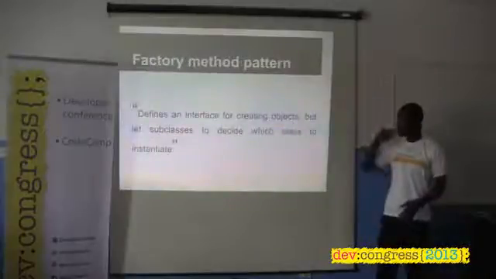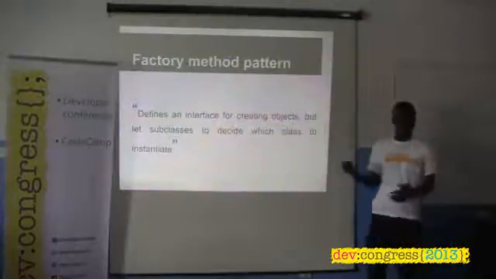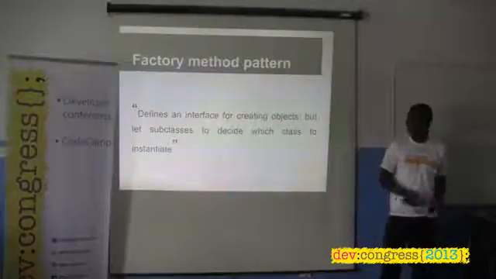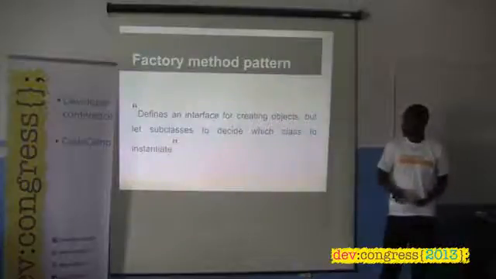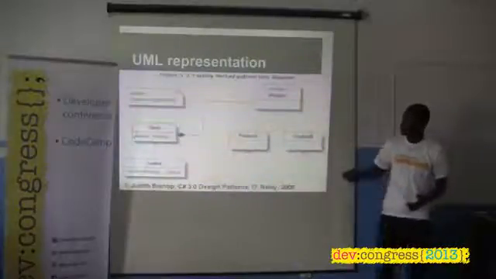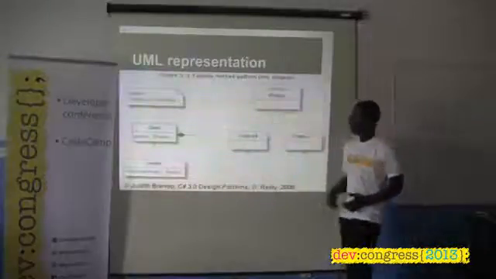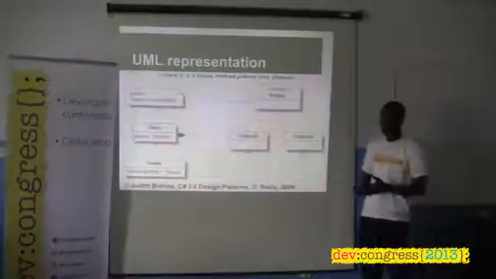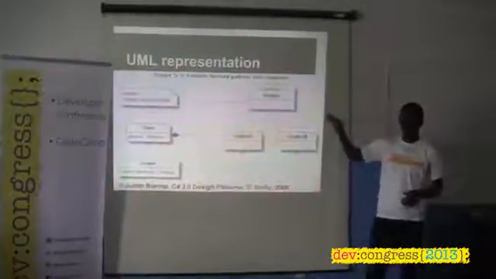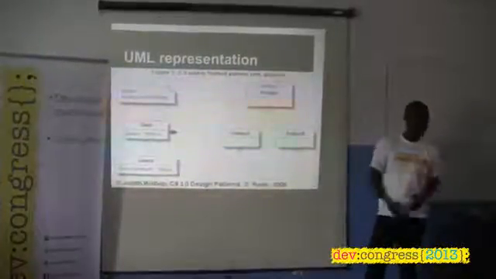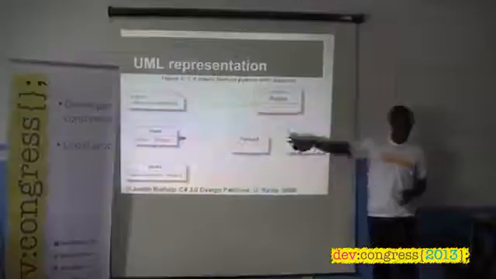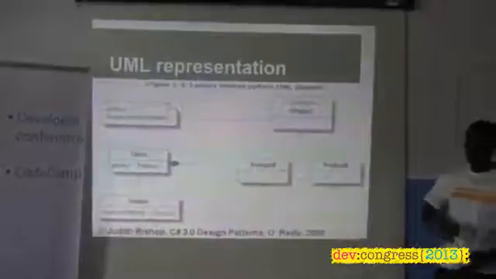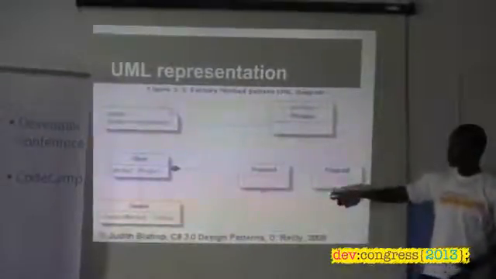Okay. So the factory method pattern defines an interface for creating objects, but lets the subclasses decide which class to instantiate. Let me show you the UML representation of a factory method pattern. I forgot to mention that design patterns also make heavy use of UML diagrams, right? If you know a certain design pattern and you don't know what the UML representation looks like, it will be very difficult for you to implement such a pattern. So if you know what the UML representation of that pattern is, it will be very good.